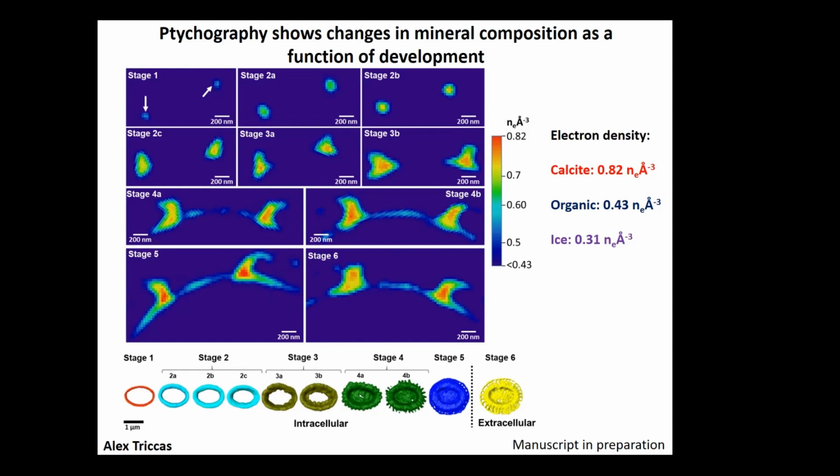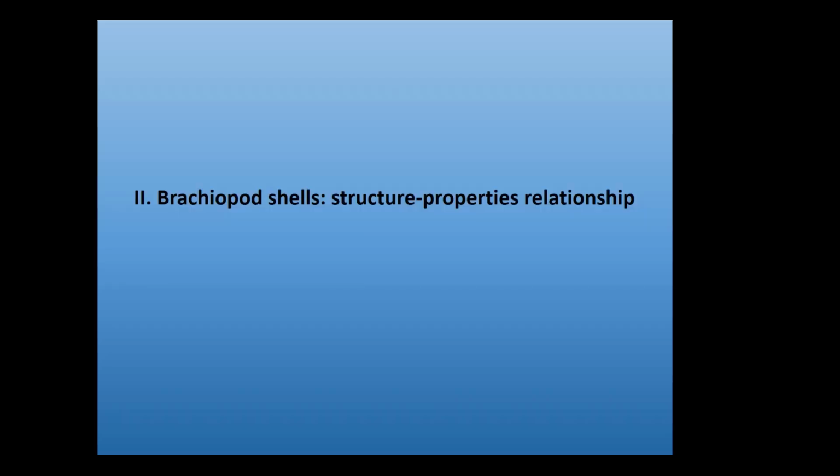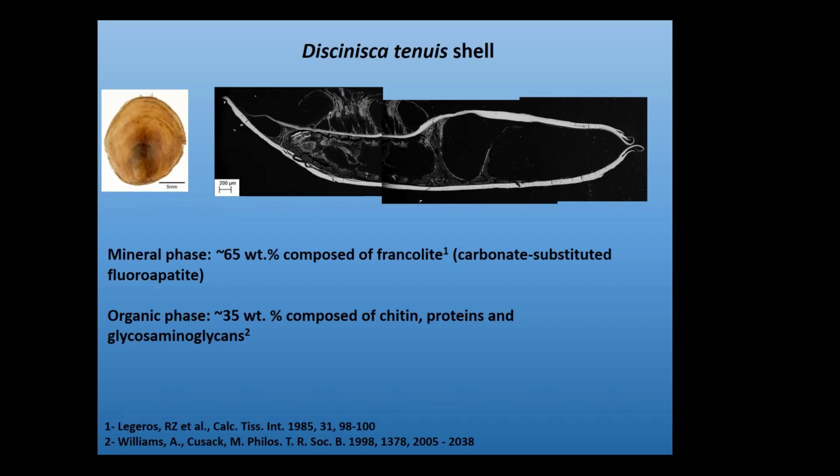So now I'm going to move to the work on the brachiopod shells. So the species I've been working with is called Scinisca tenuis. So we see it's here. This is a cross section taken with the scanning electron microscope of a polished shell. So you can see here different valves. And it's an interesting system, first of all, because these are shells that are made of calcium phosphate, which is actually quite unusual for marine invertebrates.